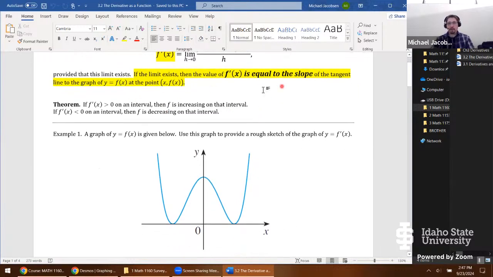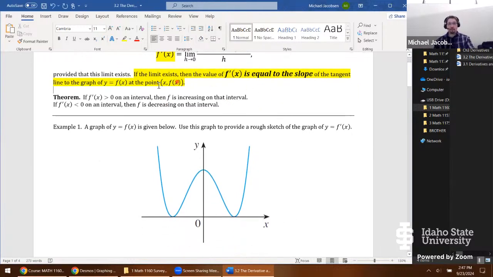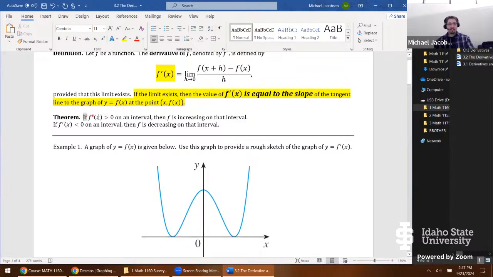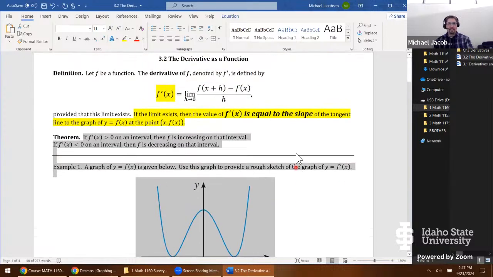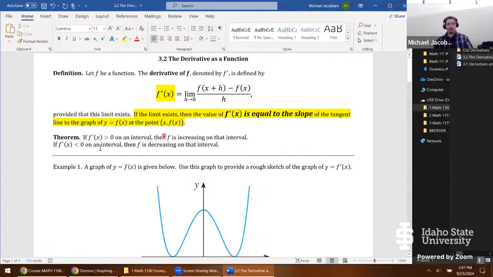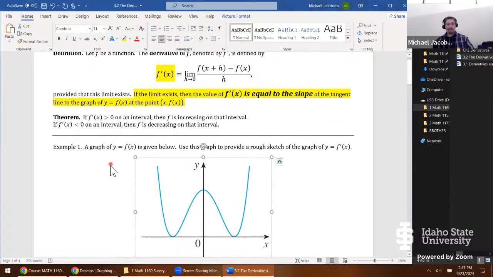Below, I have a theorem that we'll come back to, but we might as well look at it now. The theorem tells us if the derivative is positive on the interval, then f is increasing on that interval. And if f prime is negative on the interval, then f is decreasing. We can turn that around. This says a graph of y equals f of x has been provided. We know where the function's decreasing and where it's increasing. Turning this around, that tells us where the derivative is positive and where it's negative.